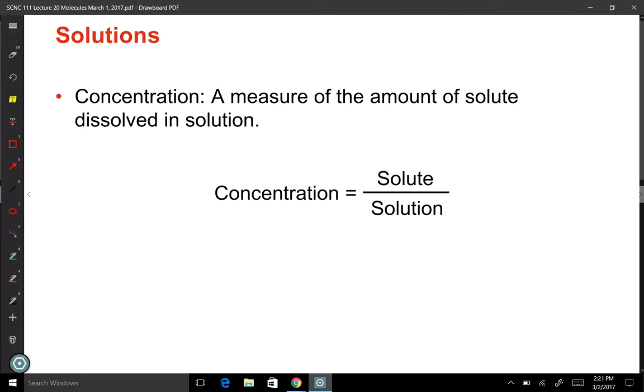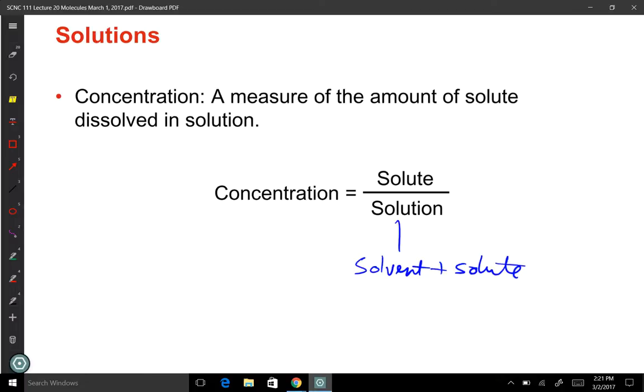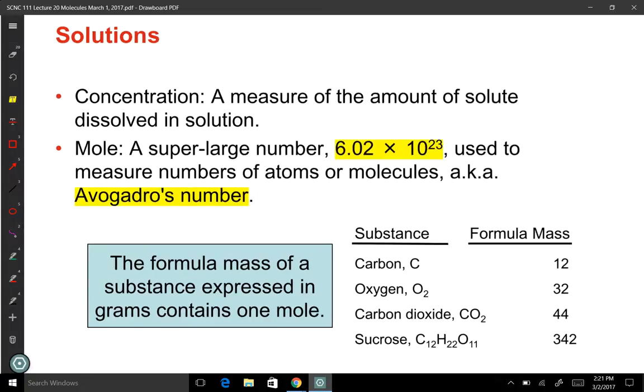And we measure concentration by just taking the amount of solute divided by the amount of total solution. So the total solution is solvent plus solute. And so concentration can be measured in units like grams per liter, or there's lots of different units you can use, but it's the ratio of those. One of the ratios for measuring the concentration uses moles.